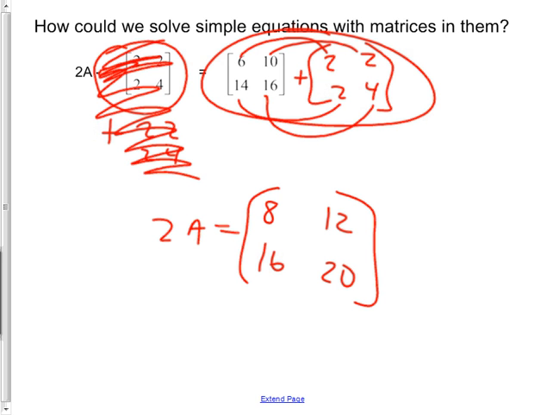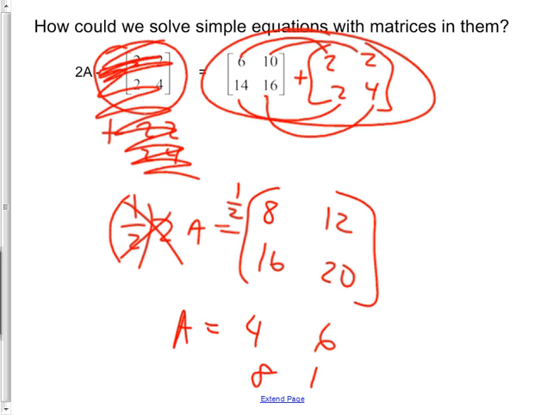Next, how am I going to get rid of my 2? Multiply both sides by 1/2. Okay, so 1/2 of the 2, I put a 1/2 right here. And I multiply this times this, cancels. A is equal to 1/2 of all of these, so that'd be 4, 6, 8, and 10. There's my matrix. That was a matrix equation.